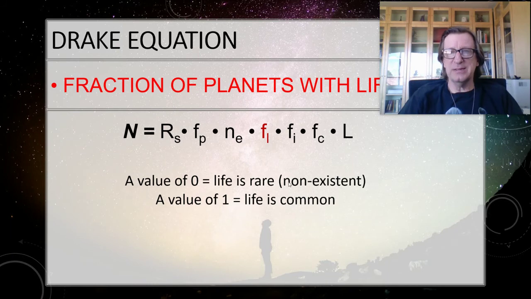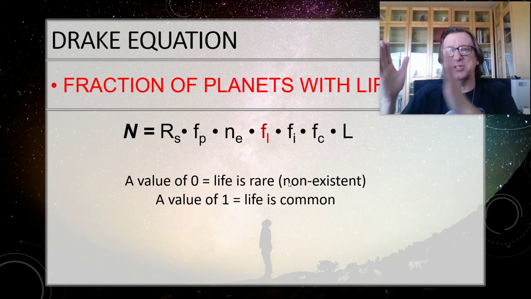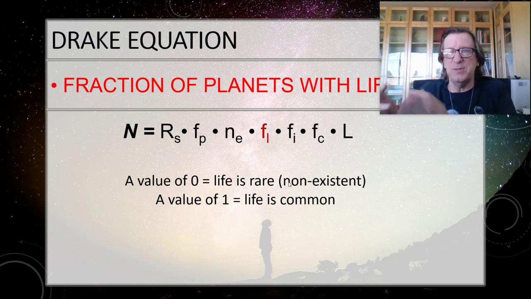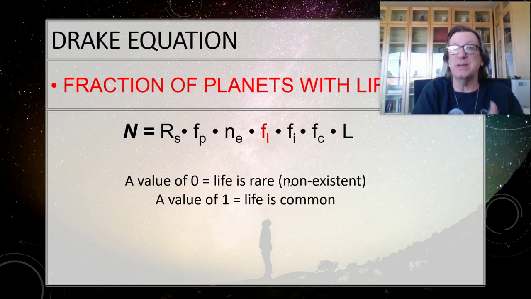Of those planets that are habitable, how many of them actually develop life? We don't know how life starts. How does life make that magic jump from chemistry to biology at that point? At what point does it cease to be just random chemical reactions? And at what point does it become alive? We don't know how this works.